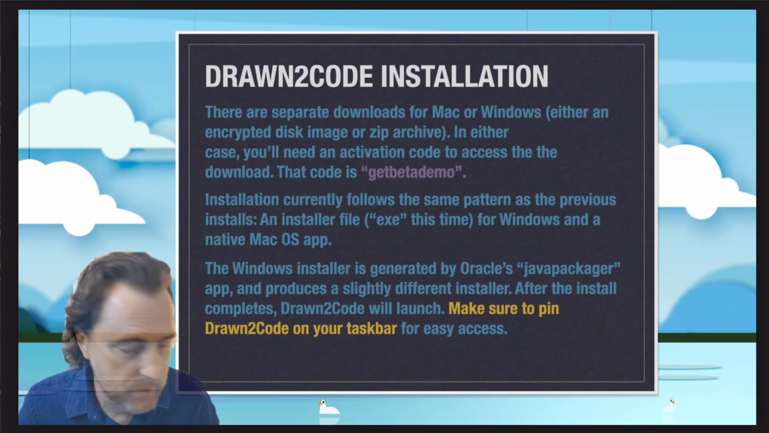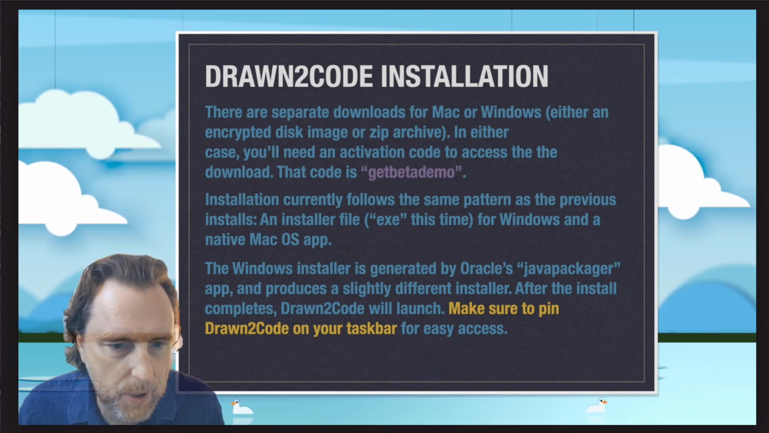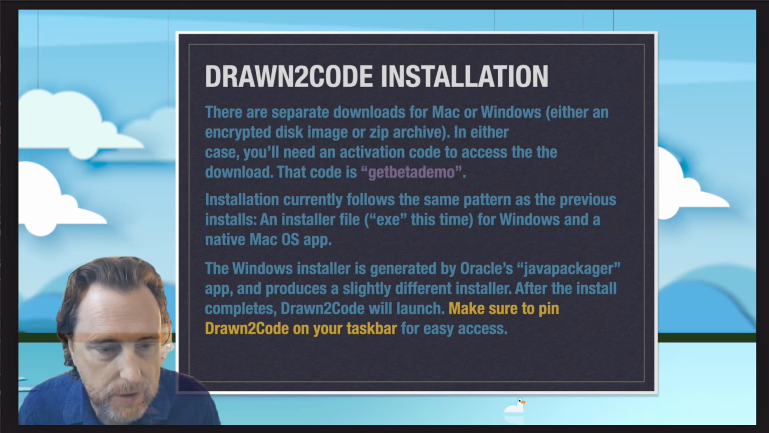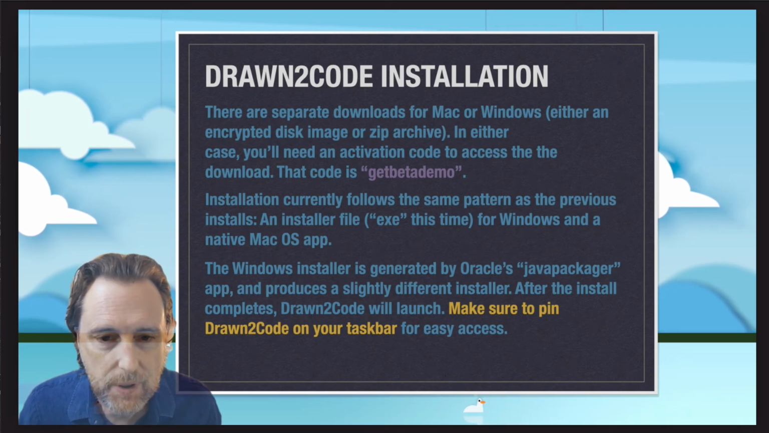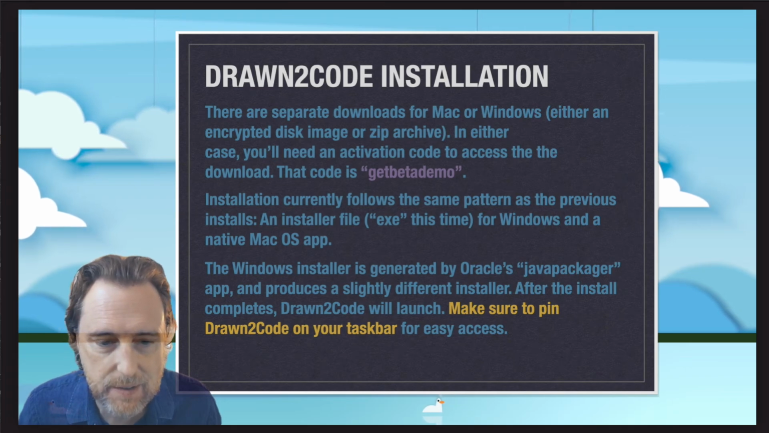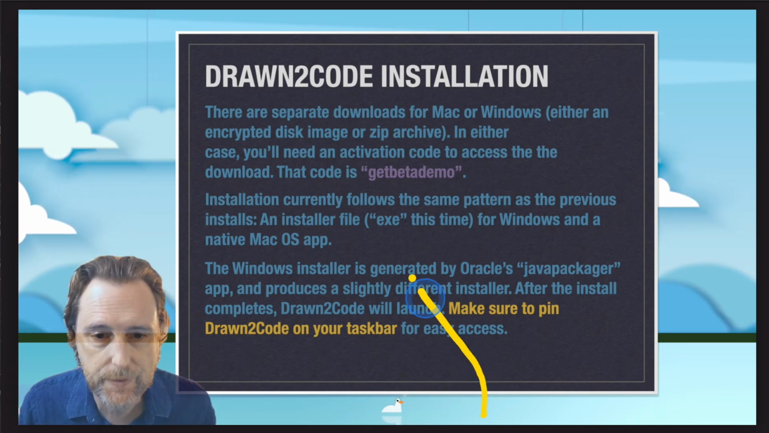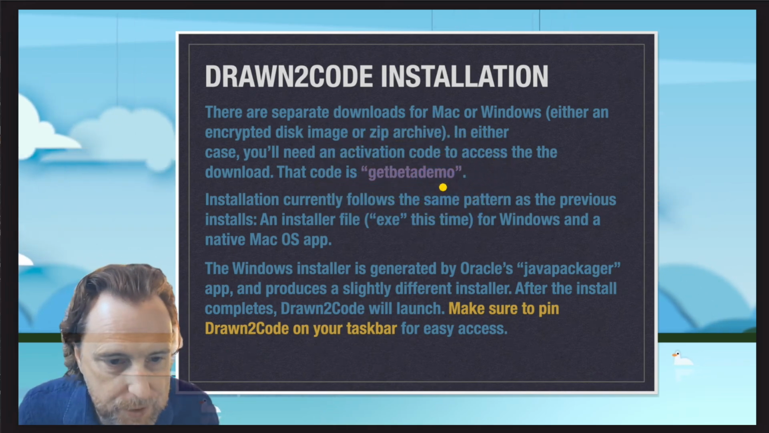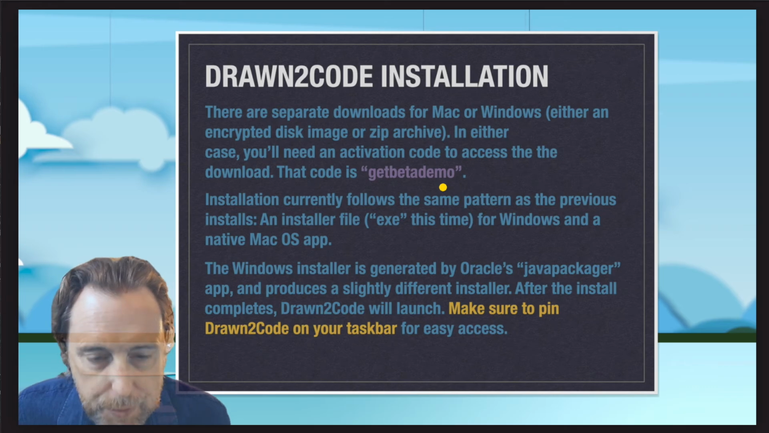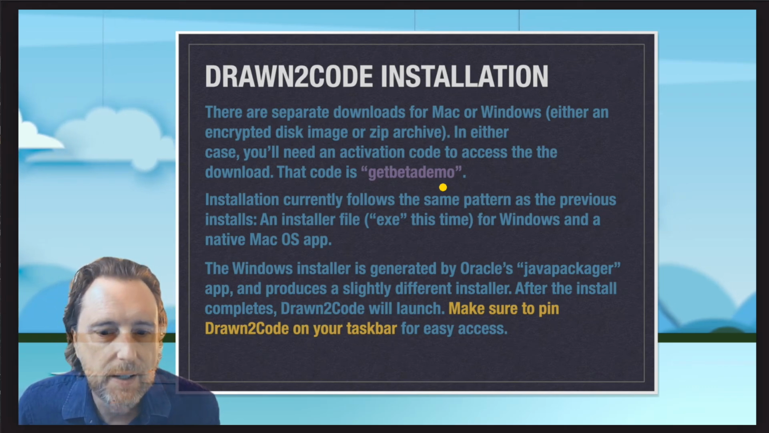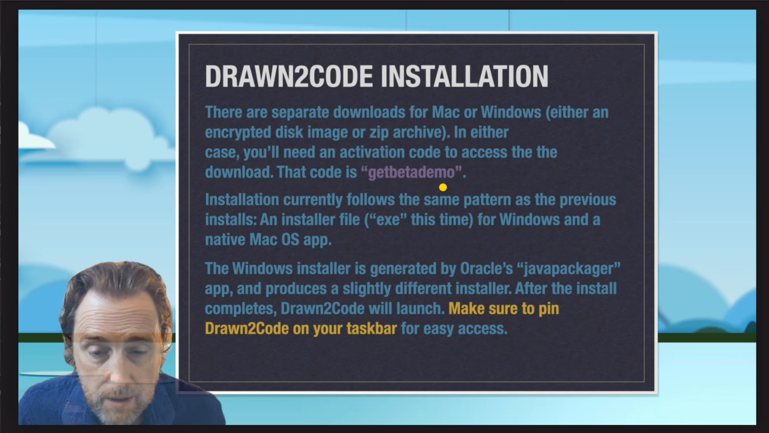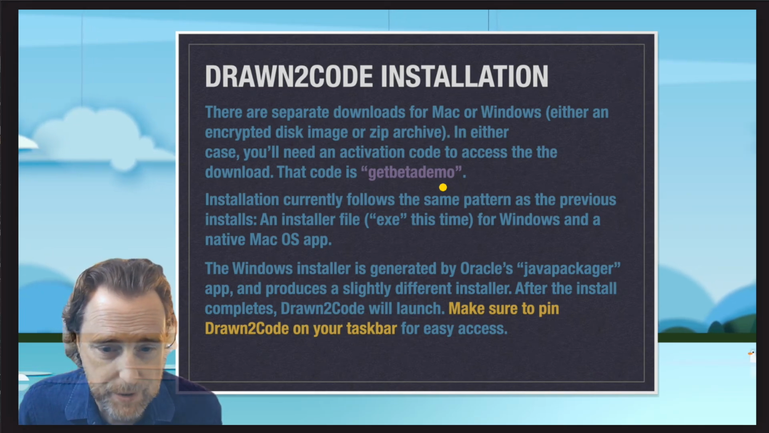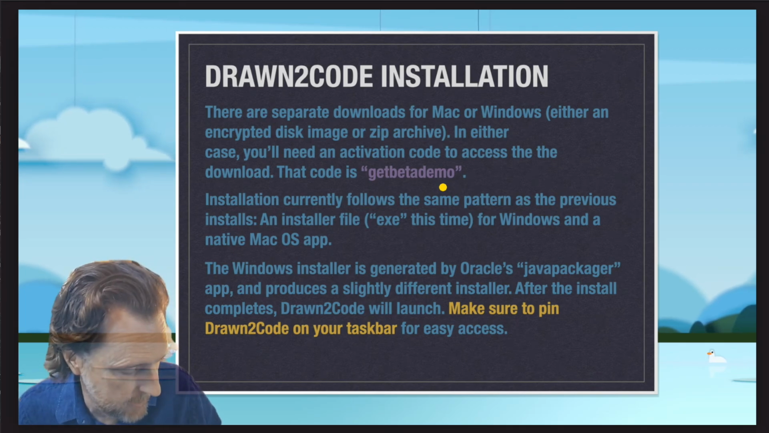Okay, and then Drawn2Code is easy as well. What you download is actually the same kind of thing. You download a Microsoft installer file. What you download will be password protected on both platforms, and the password to decrypt your download is get beta demo. The Microsoft version will run through an installer where you click next, next, next. It's actually Oracle's default Windows installer, and it's not awesome. I really don't like it, actually.